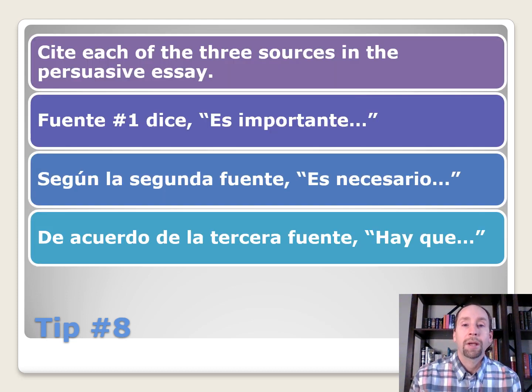All right, tip number 8, make sure that you cite your sources. So this is referring back to the persuasive essay. There's 3 sources, and the instructions say you need to provide citation for each of those 3.